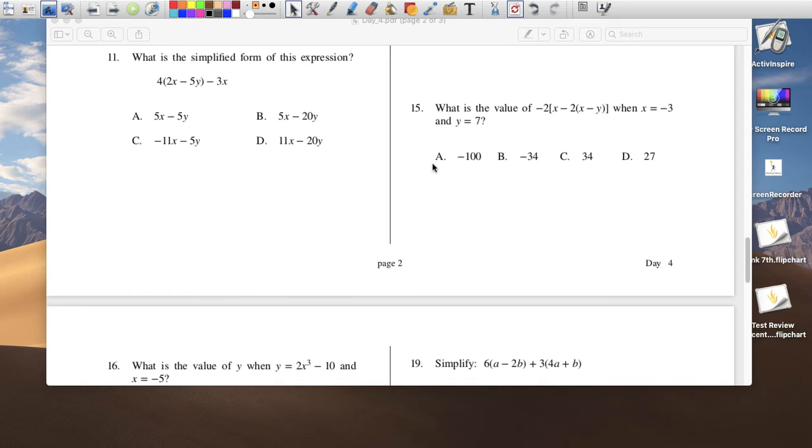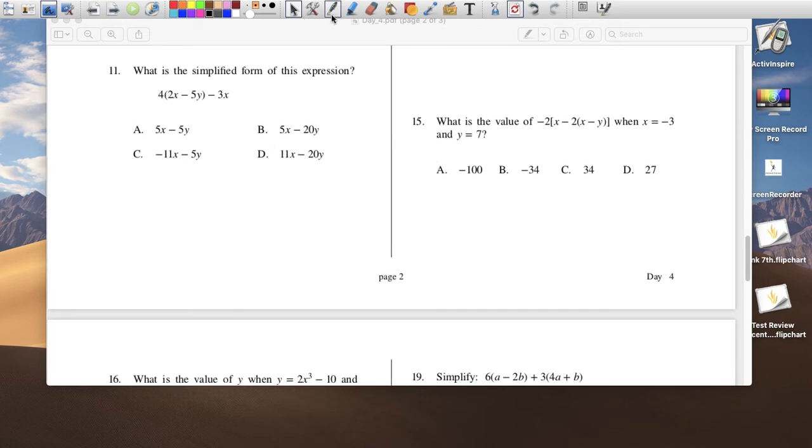15. What's the value of that when x equals negative 3 and y equals 7? So there's some substitution here. What I would suggest you do here, instead of substituting right away, is simplify this mess. Let's see if we can make that a little smaller. So negative 2, parentheses x. Let's use the distributive property here. That's negative 2 and x, so it's minus 2x. And then negative 2 and minus y, it's going to give me positive 2y. Now there's a second distributive property, so we're going to go here like this.